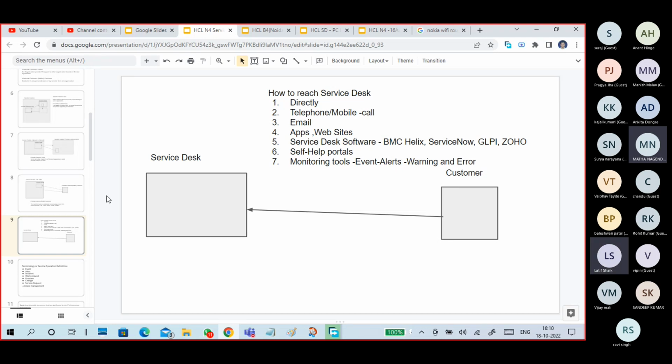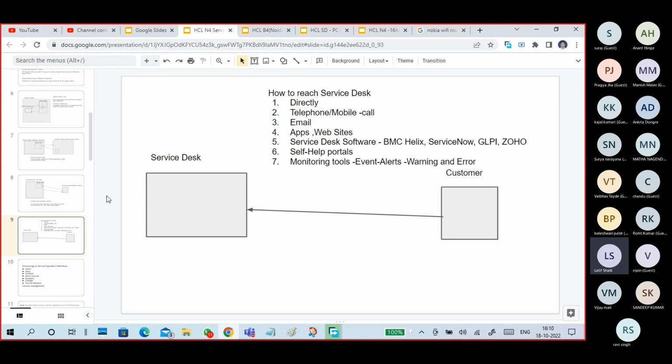So you got an issue, but how do you report it, or if you want information, how do you get it? You have to reach customer care or the service desk. Last time I said I got a problem with my laptop. I'm unable to connect to the Wi-Fi router in the Hyderabad office. I went directly to the service desk people, told them the issue, and they tried to fix it. You can go directly.